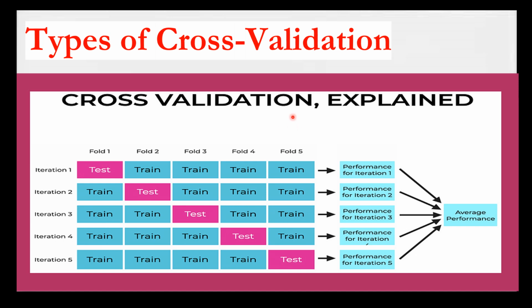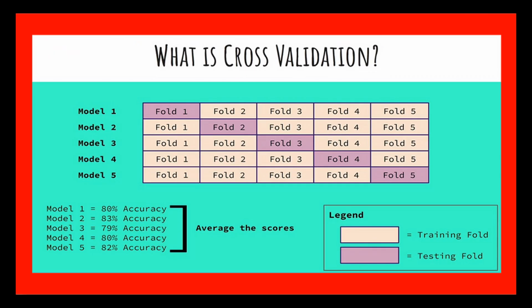Now, these machine learning models need accurate evaluation to ensure they generalize well to unseen data. So today we will understand cross-validation, which is a technique that accurately evaluates a model by dividing data into multiple folds and training them iteratively. So let's start with what is cross-validation.